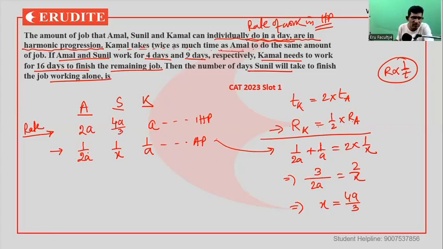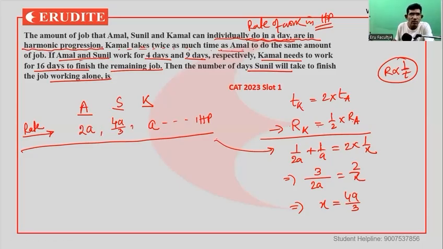So I've got the three rates, and I can erase this working. Now I have the rates of the three people: 2a, 4a by 3 and a. Now the question says, if Amal and Sunil work for 4 days and 9 days and Kamal works for 16 days to finish the job.